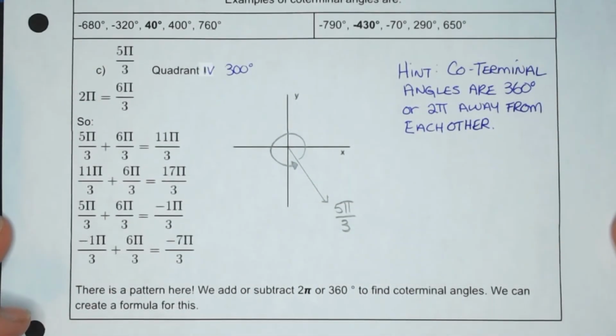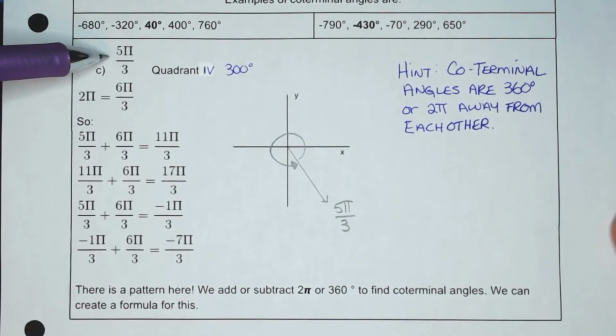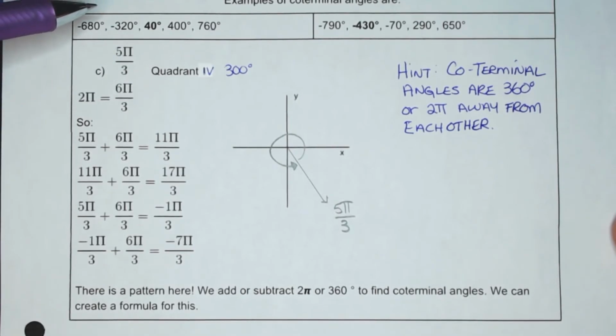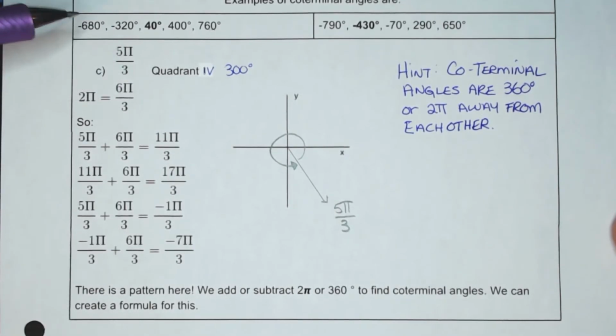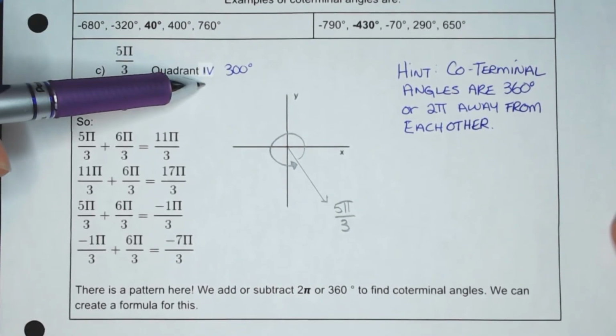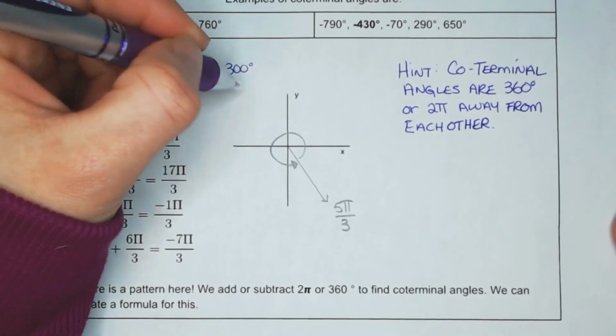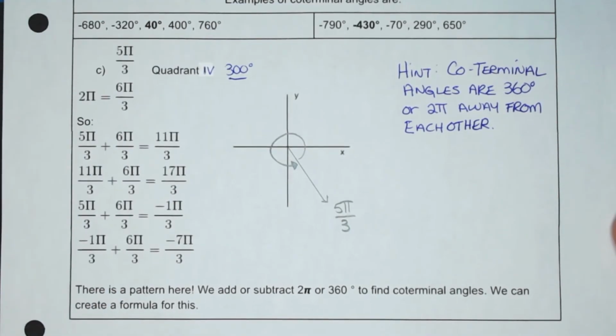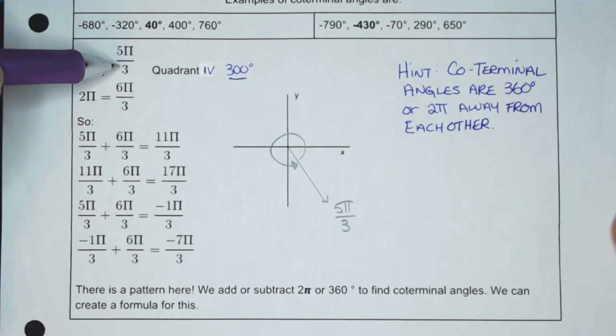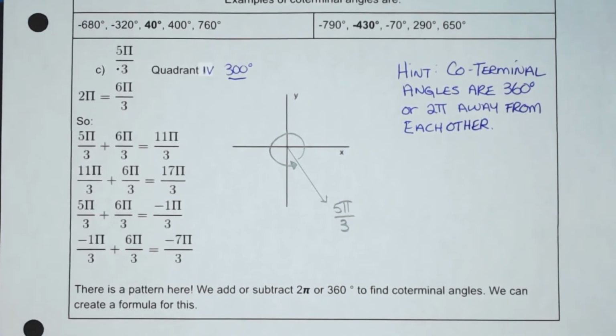One final example given is done in radians instead. So we have 5 pi over 3 radians. That's an angle that looks something like this. It's in quadrant 4 and it's in degrees equal to 300 degrees. So I want you to remember that 2 pi, since we have a 3 on the bottom here, we want to use similar denominators so that our fractions are easily added together.